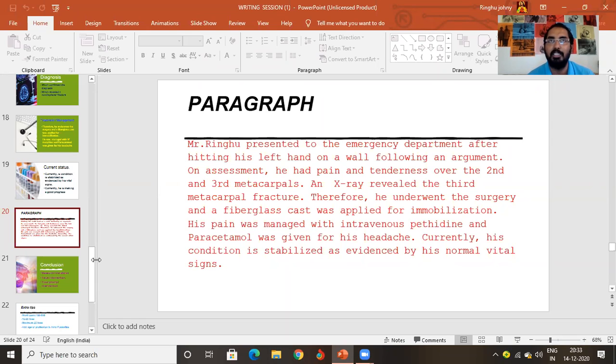Therefore, he underwent a chest X-ray and a nasal swab. His report showed lobar pneumonia, and his swab result came out as positive, which confirmed his diagnosis. He was immediately transferred to an isolation.